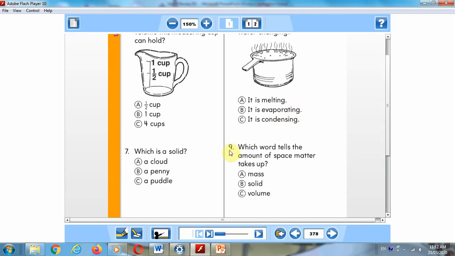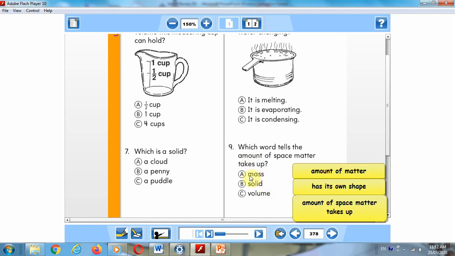Number 9. Which word tells the amount of space matter takes up? Is it the mass, the solid, or the volume? Mass is the amount of matter in an object. Solid is a state of matter that has its own shape. And the volume is the amount of space matter takes up.